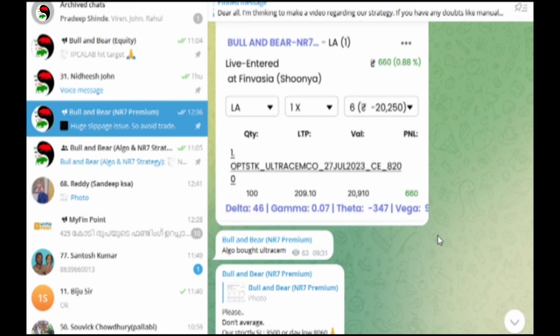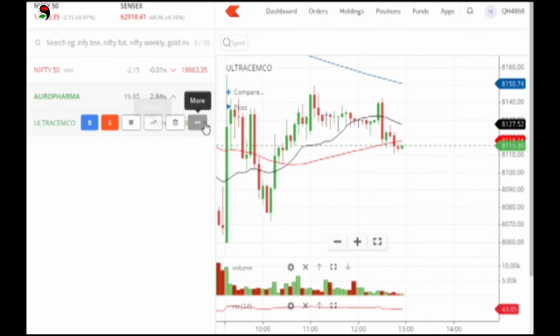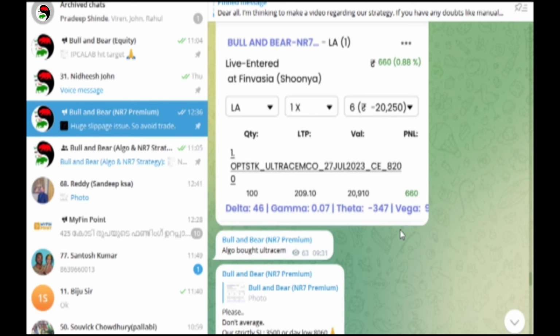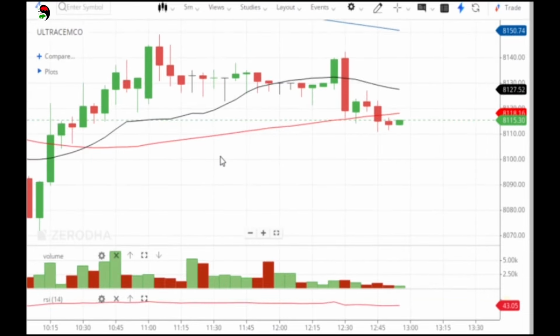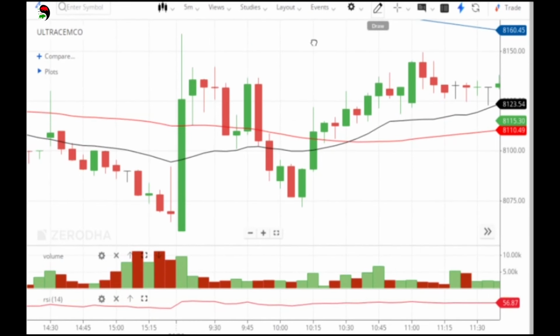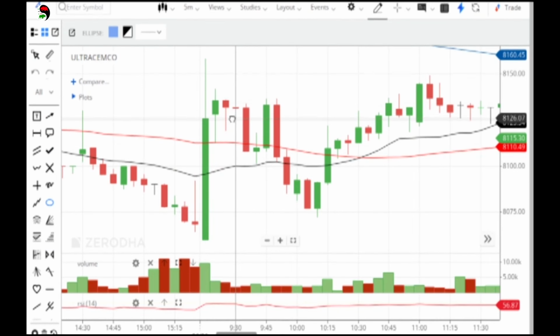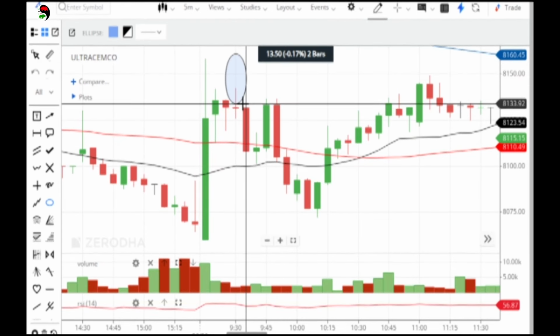So here is the chart of UltraTech Cement. I sent the message at 9:31 that NR7 is formed, and here is the candle which was formed at 9:31. We'll be marking this candle. So let us zoom out and see how the chart looks.